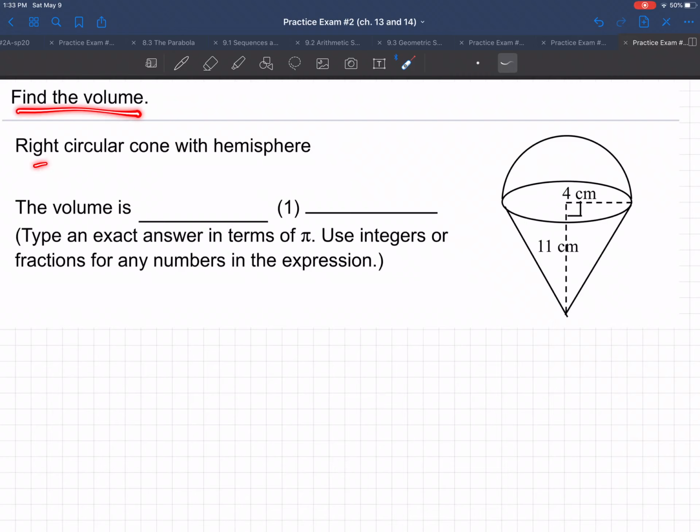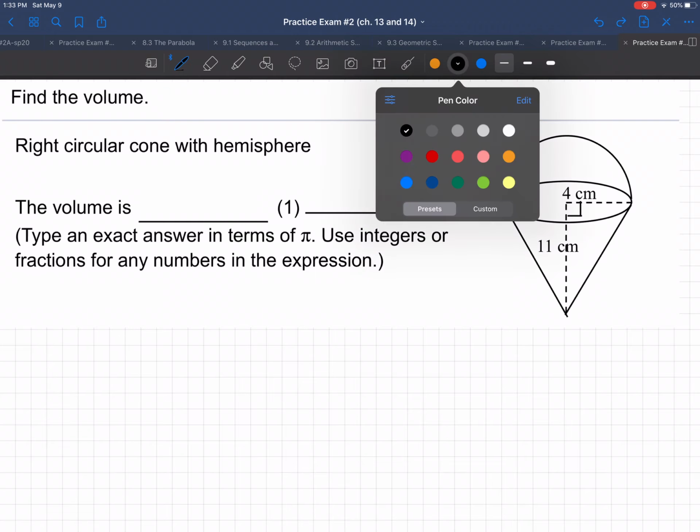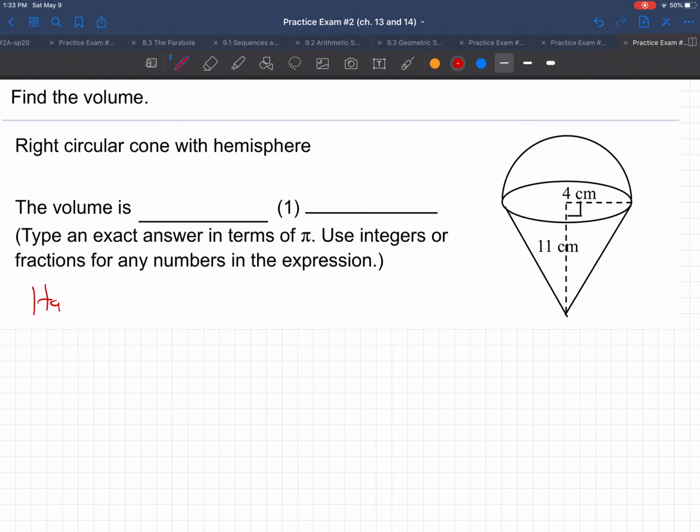Find the volume. Right circular cone with a hemisphere. We have on the top up here a half sphere on the top. Let me change my color. Here we go. So I have a half sphere on the top.